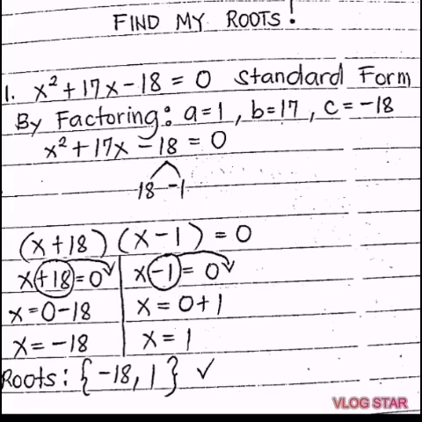Then transpose positive 18 to the other side, and it will become negative 18. So 0 minus 18 is negative 18. On the other side, we have 0 plus 1, because we transpose negative 1 to the other side and it becomes positive. So 0 plus 1 is 1. Now the values of x are negative 18 and 1. So therefore, we can also say that the roots are negative 18 and 1.